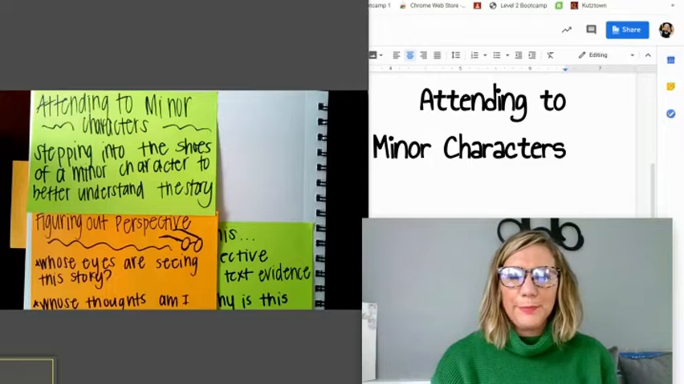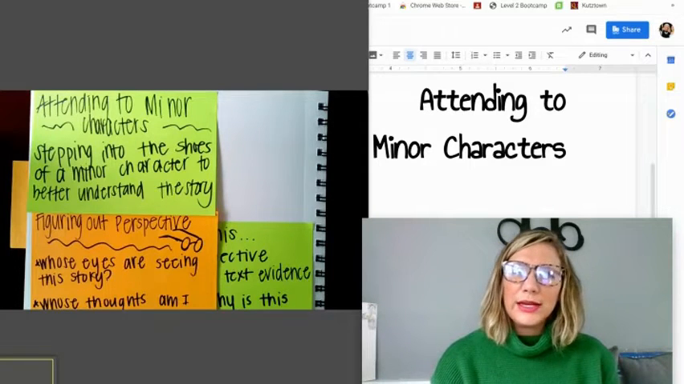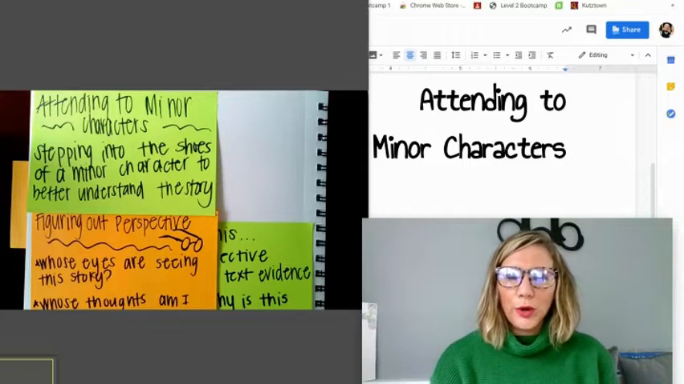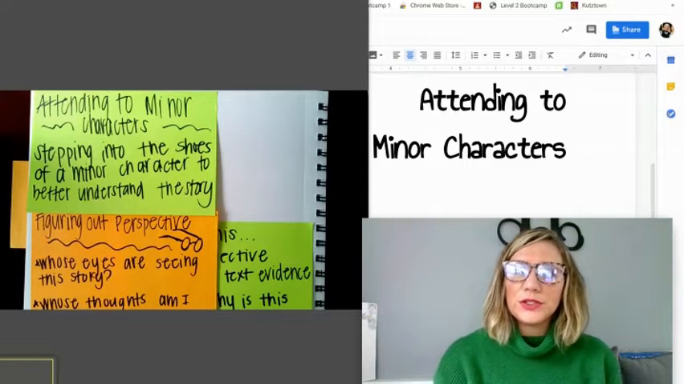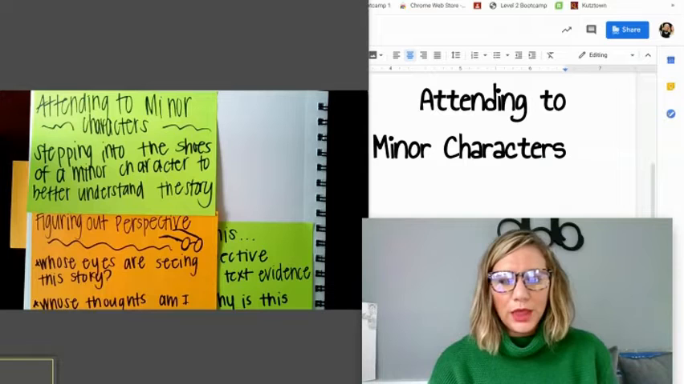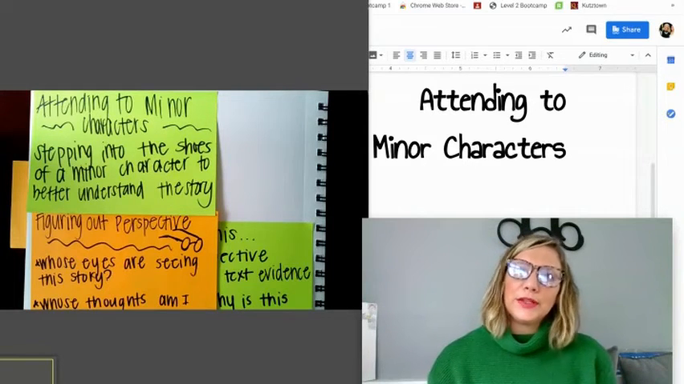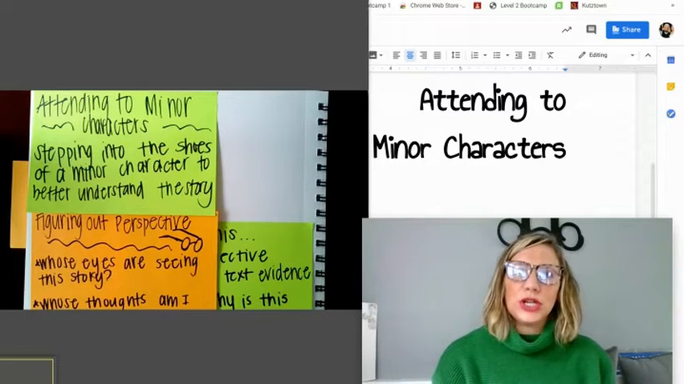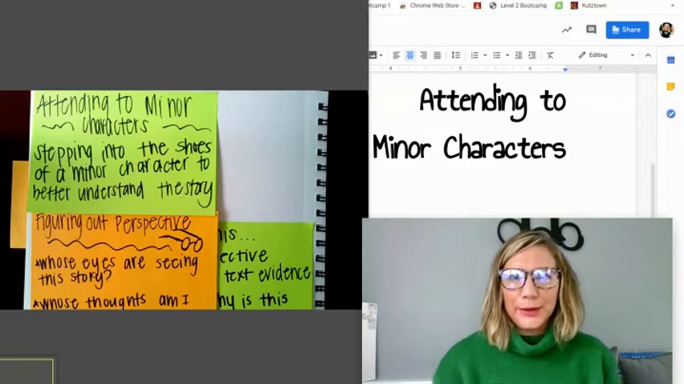Today I want to teach you that minor characters are in a story for a reason. They, like the main characters, help to carry the big message or the big idea of the story, the moral. One way to improve your interpretation of a story is to reread, trying to understand the point of view, the perspective of a minor character. Then revise your interpretation to include what you've learned from the minor character in conjunction with your major character. So we're going to be looking at that today.